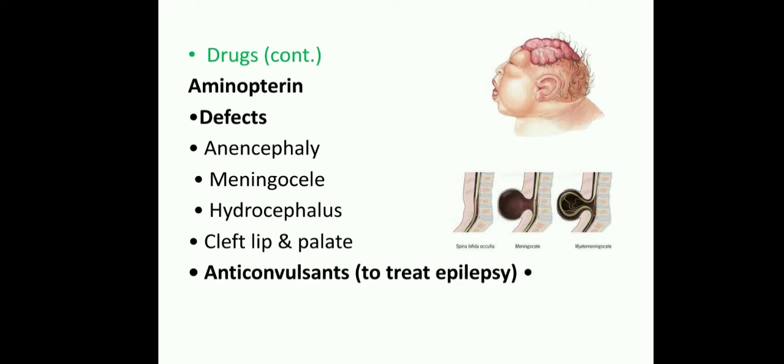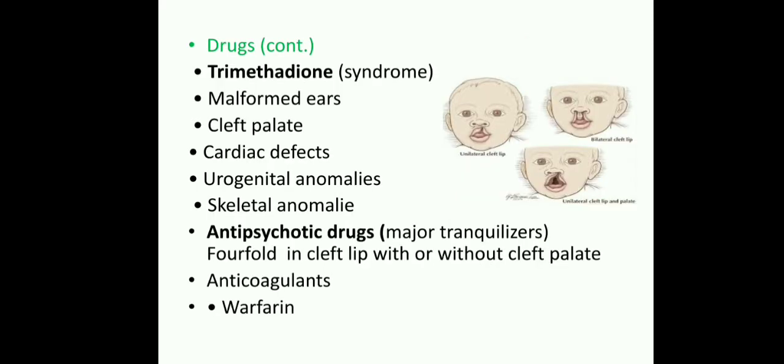And next one is hydrocephalus, meaning accumulation of fluid in the skull. Okay, that is a big head, it looks like a big head, and then cleft lip and cleft palate. These defects are associated with aminopterin. And next one is anticonvulsive drugs. Okay, because of using these anticonvulsive drugs, used for the treatment of epilepsy, the child may suffer with some congenital anomalies, that is trimethadone.